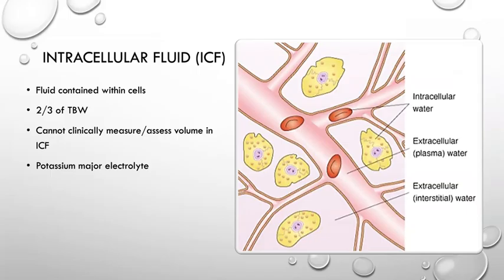Two-thirds of water in our body is found inside our cells. There are many electrolytes and other charged molecules inside our cells, the major ones being potassium and its accompanying anions. There's no way to directly measure or clinically assess the amount of water inside our cells at any given time. Clinically, we can only assess the amount of water in the extracellular compartments. Therefore, when we talk about the evaluation of volume status in a patient, we're referring to the volume in the extracellular space.